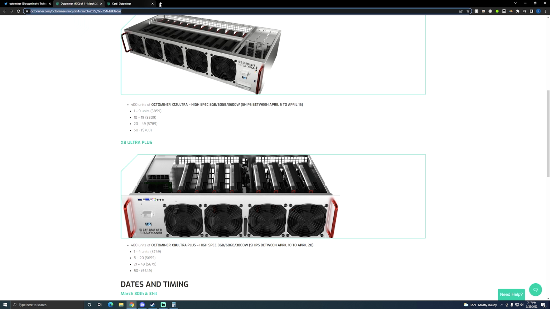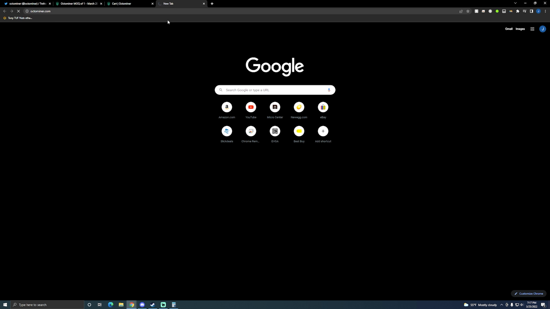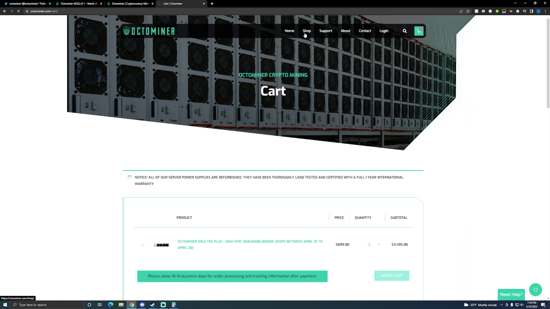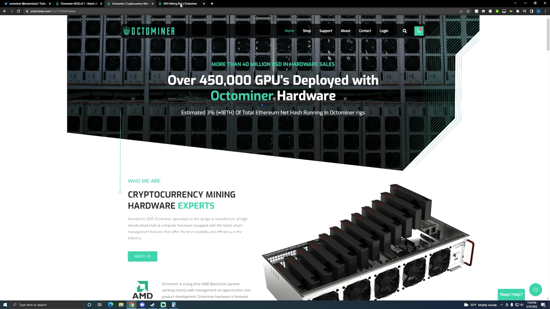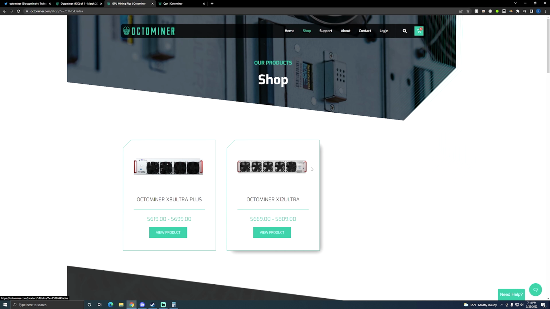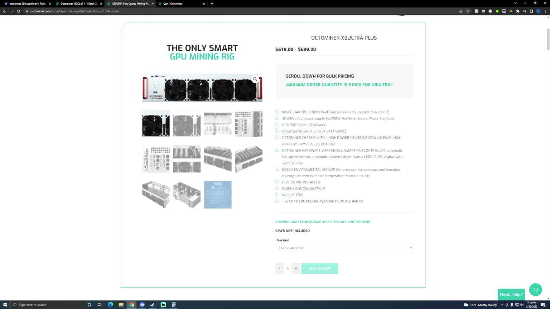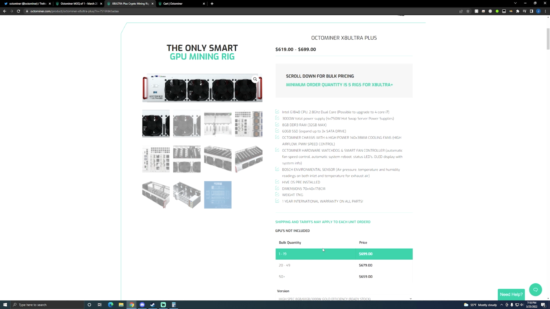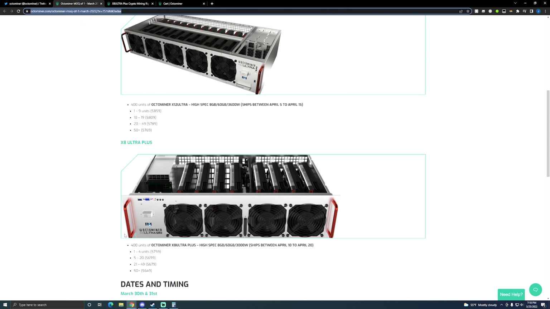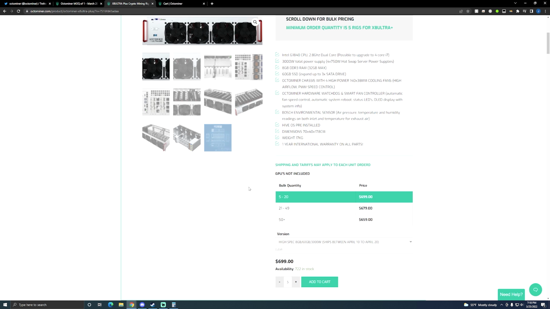But one thing that we can look at is, we'll just go into their shop here and we will look. Oh, that's my cart. We'll go into their shop and we'll look at these prices now. The X8 Ultra for a 3000 watt unit, you can get the gold one, which is ready to ship, for $699, or you can get the high spec one for $699 also. So it looks like they upped the price about $60 from that.